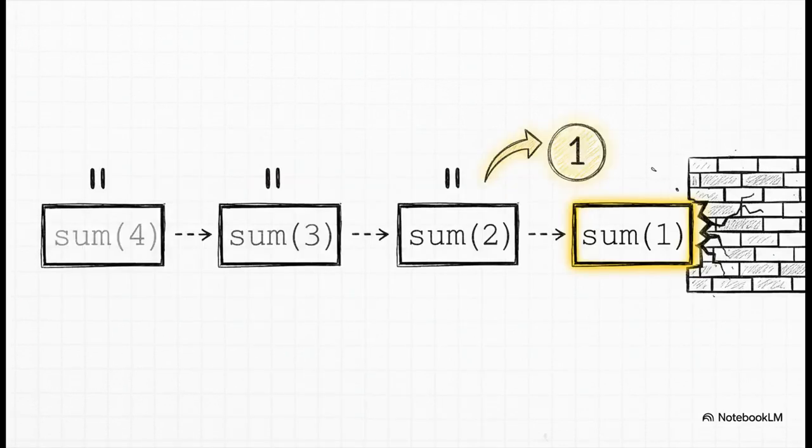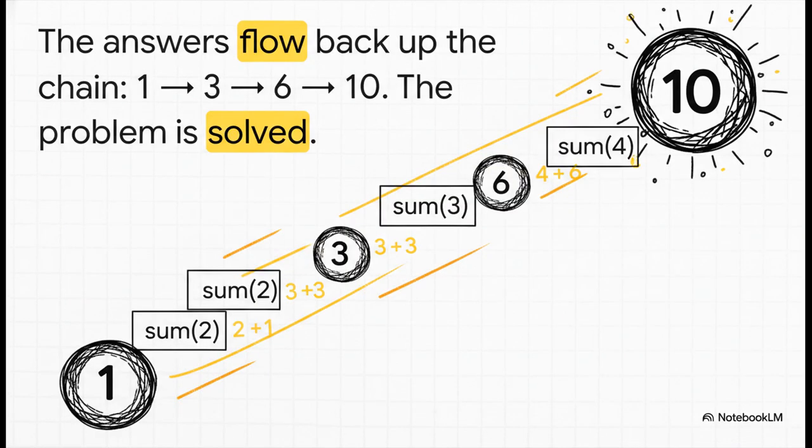The function gets called with the number 1. It checks the condition: if n equals 1. And it's true. The base case is hit. The dominoes stop falling. It doesn't need to call anyone else. It has the answer. It just returns the value 1. This is the first real concrete answer in the whole process. And now everything starts to unwind.